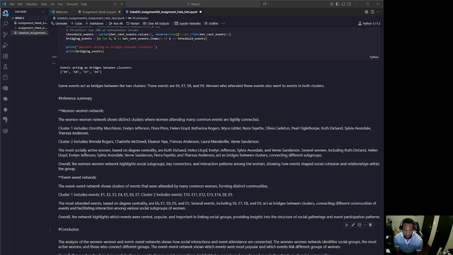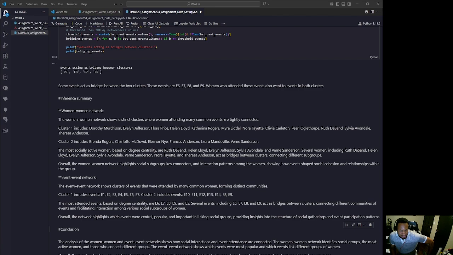So the most socially active participants, based on degree centrality, are Ruth Descent, Helen Lloyd, Evelyn Jefferson, Sylvia Avondale, and Vern Sanderson. As we see, several women, particularly Ruth Descent, Helen Lloyd, Evelyn Jefferson, Sylvia Avondale, and Vern, serve as a bridge between two clusters, linking otherwise separate groups.